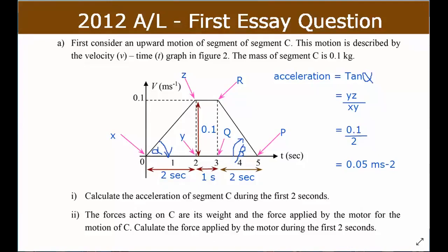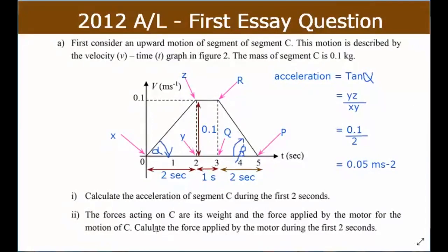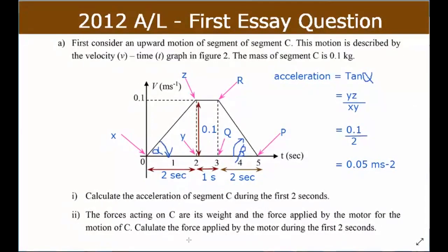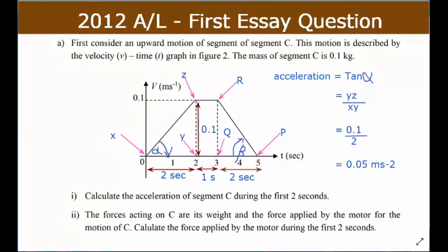Right. Then let's go to the second question. The forces acting on C. See there. How many forces are acting on C there? The forces acting on C are its weight and the force applied by the motor. So it means there is a motor for the segment C to be moved. Right. So only two forces: weight of the segment C and the force given by the motor. Calculate the force applied by the motor during the first 2 seconds.